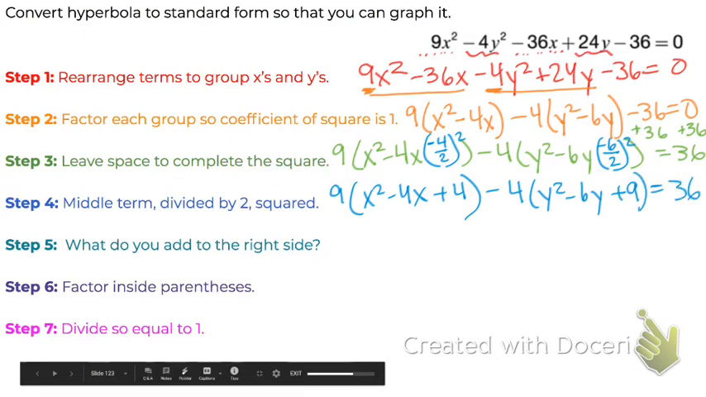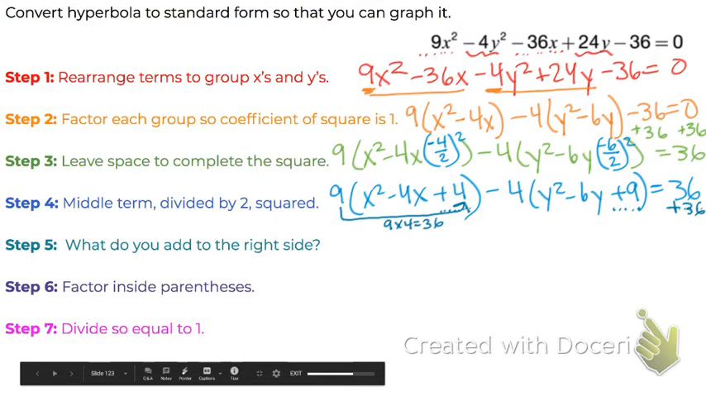So I can add a number or subtract a number from one side of the equation, but I need to add or subtract that same number from the other side of the equation. So now you need to ask yourself, what did I do on the left side? Did I just add a 4 and add a 9? Should I just add a 4 and a 9 to the right side? No, I didn't just add a 4. That 4 is inside of the parentheses. We need to think of that 4 as 9 times 4. 9 times 4 is 36. So we added a 36 over there.